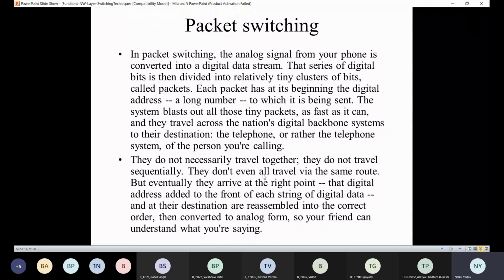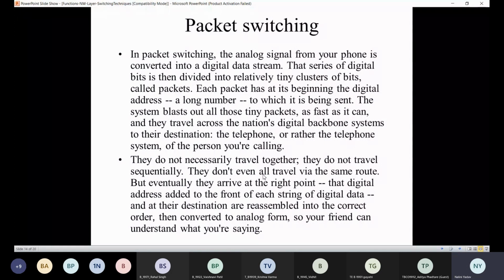So in packet switching, the data is converted to a digital form, then the destination address is appended, and then your packet travels through your communication system, right? It is not necessary that these packets travel together, and they don't travel sequentially either. Whichever way is available, or the way where there is less congestion and less traffic, that way will be followed by a packet. Fine. So the aim of the packet is to reach the destination address which is appended at the start.